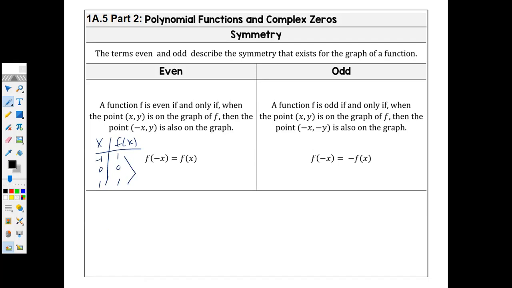When you're looking at it graphically, your even functions are going to be symmetrical with the y-axis. Symmetrical with the y-axis.